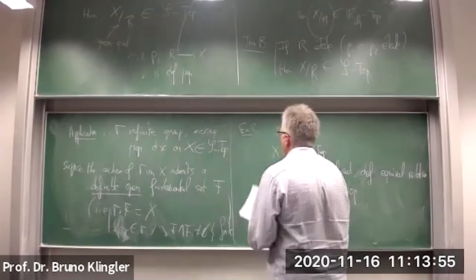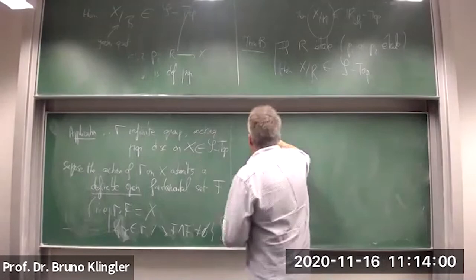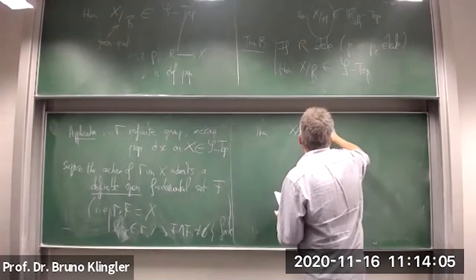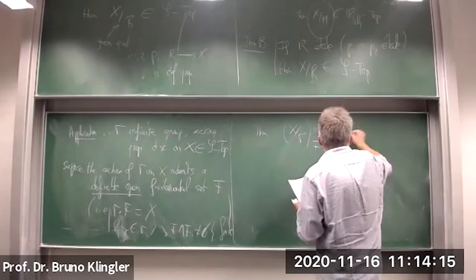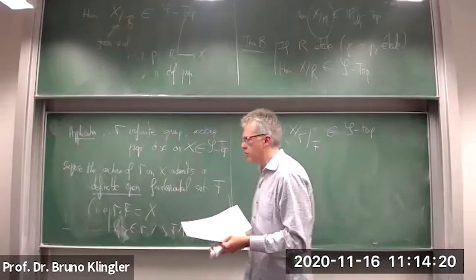Then, as a claim, is that the quotient X mod gamma, well, the structure will depend on that choice. X mod gamma F is definable. So this means that with the choice of such a fundamental set, you can associate the definable structure of the quotient. And this definable structure will depend partially on F.